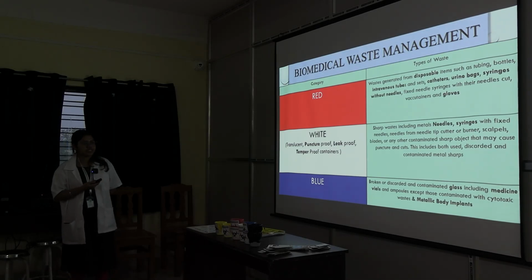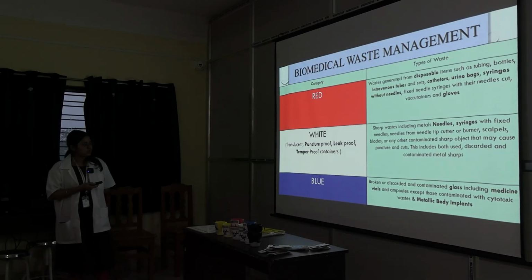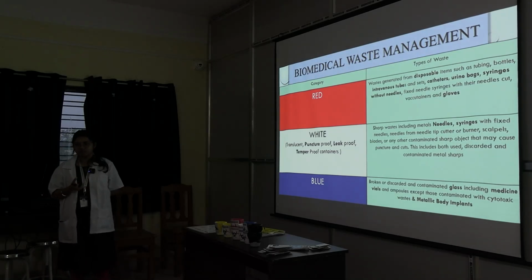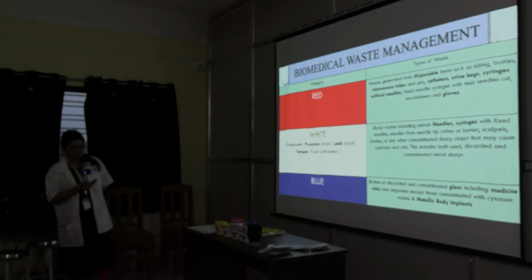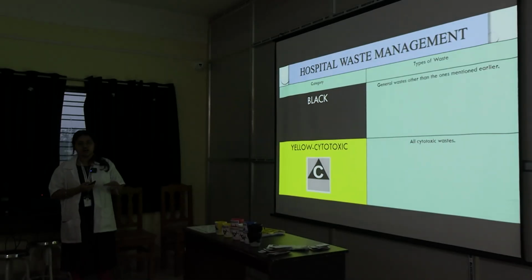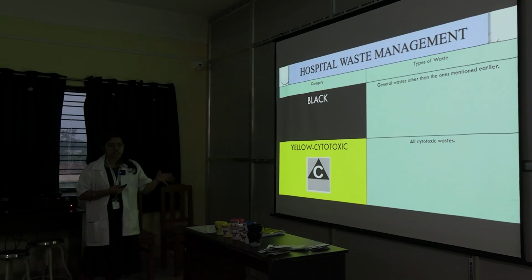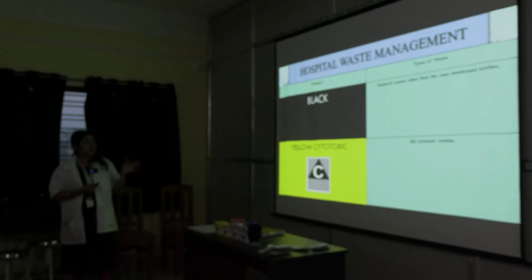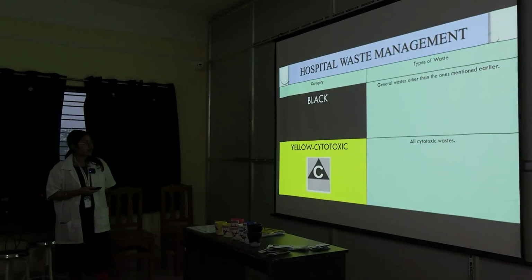In the white bin, we will be throwing sharps, that is metal needles, syringes fixed with needles. In the blue bin, we will be throwing glasswares mainly, broken ampoules, medicine ampoules, and metallic body implants. In black, the wastes that are not mentioned in yellow, red, white and blue. Apart from those wastes, the other waste you will be throwing in the black one. And as I have already said, your cytotoxic waste will go in the yellow bin.